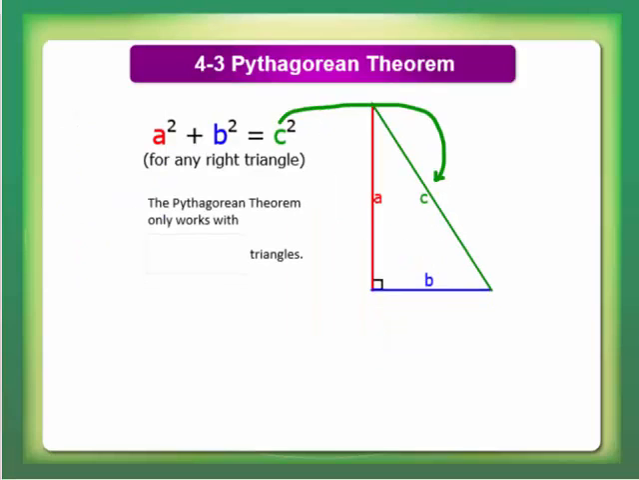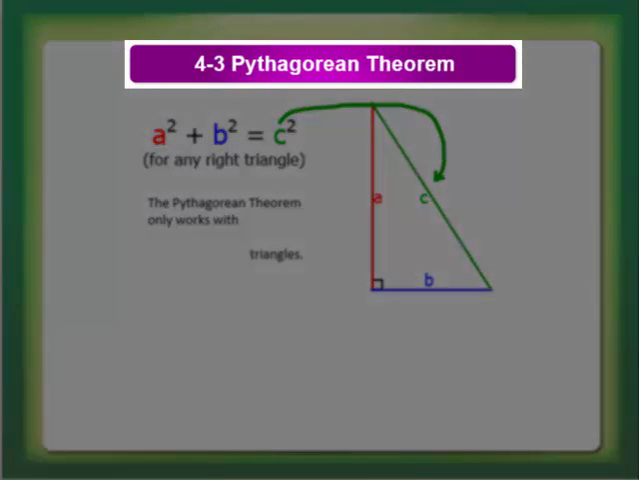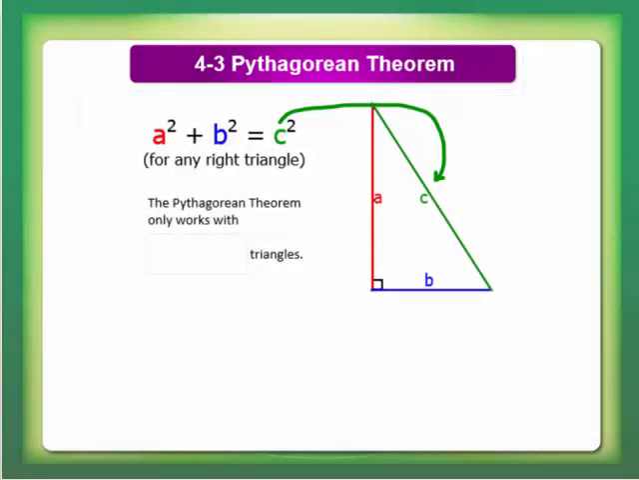Finally, we'll put it all together and talk about right triangles. We'll be using the Pythagorean Theorem. What the Pythagorean Theorem does for us is that if we know two out of these three sides, we can always calculate the third using the Pythagorean Theorem.